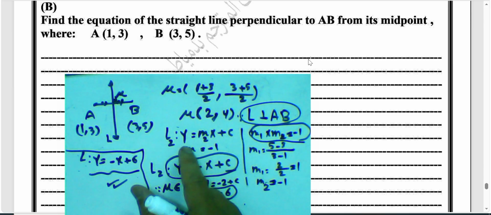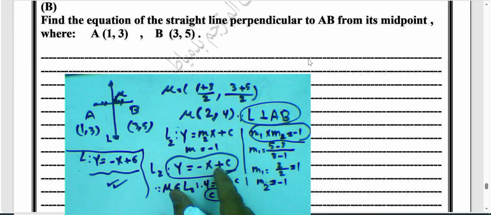Then the equation is y equals negative x plus a constant. The slope will be negative 1. Now I will find the value of c.